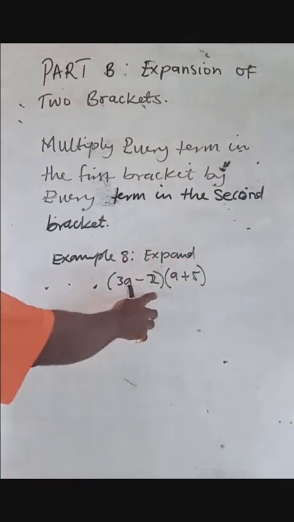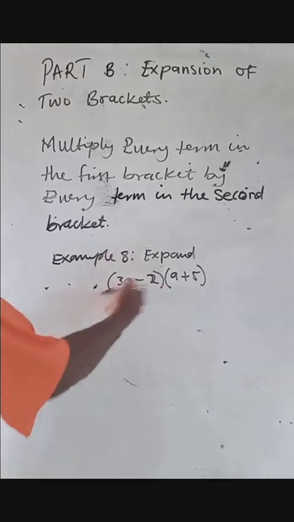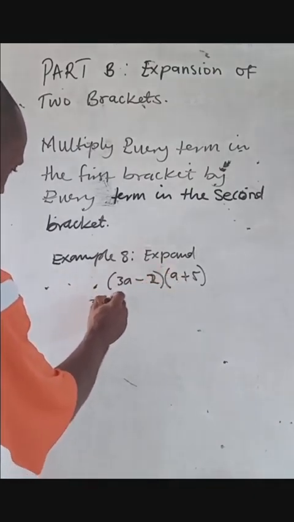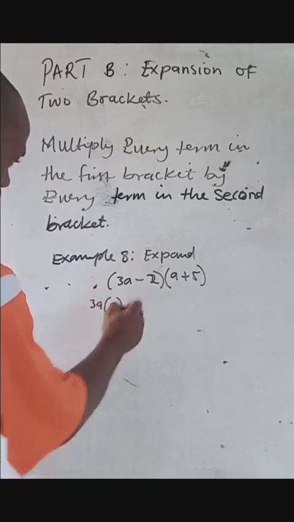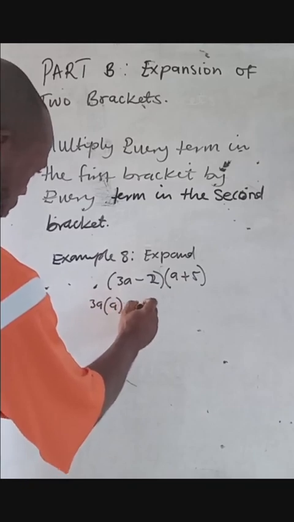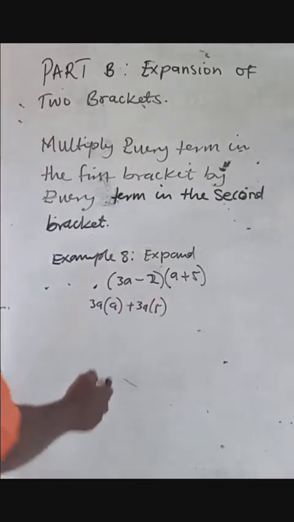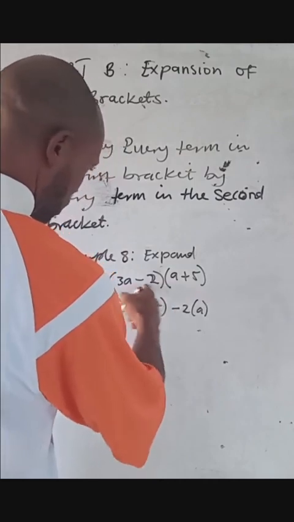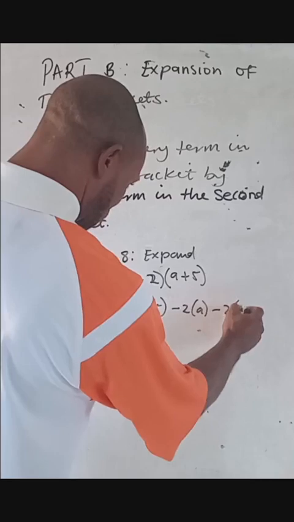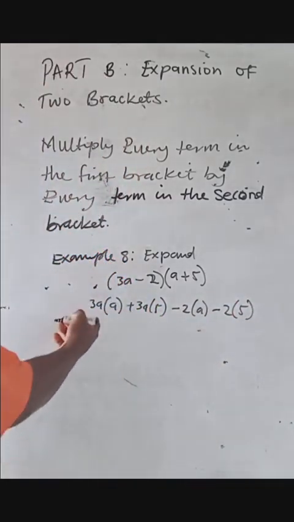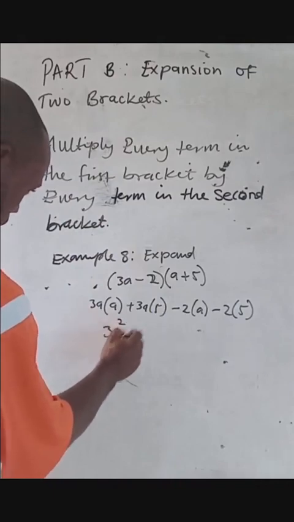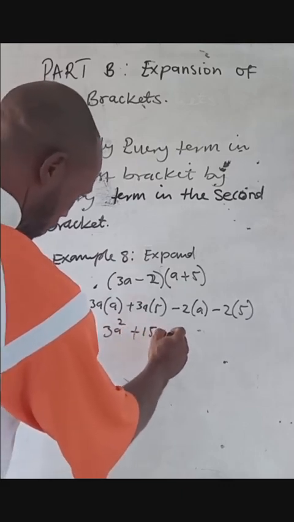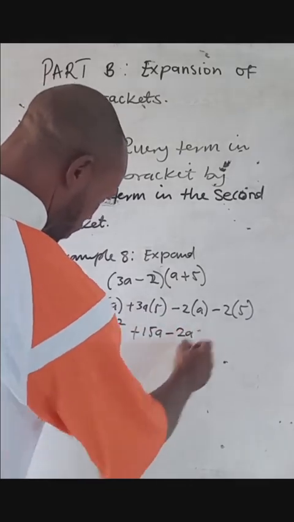So expand (3a - 2)(a + 5). We are going to multiply each term again with everything in the second bracket. Therefore, 3a multiplied by a, 3a multiplied by 5, minus 2 multiplied by a, minus 2 multiplied by 5. So this is 3a squared plus 15a minus 2a minus 10.